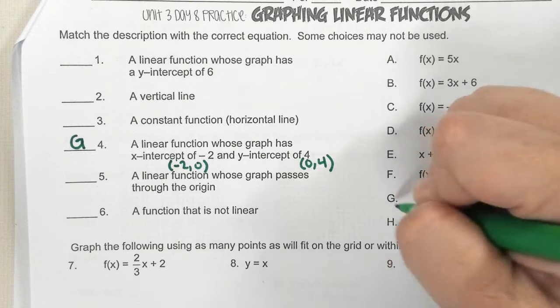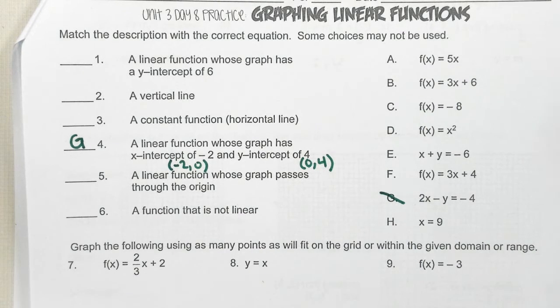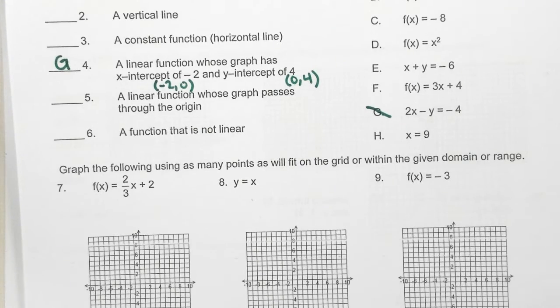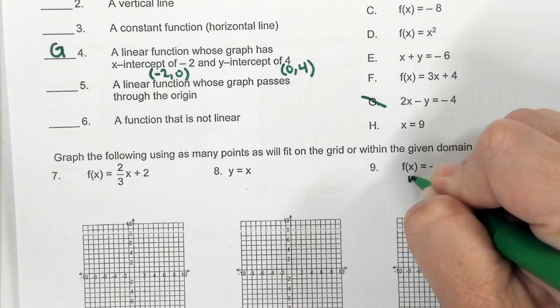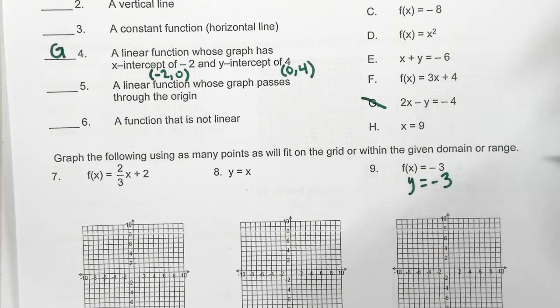Yeah, so 4 is G. That's the one that most everybody was getting stuck on. And then cross off G. You will not use multiples. There will be 2 left over. Okay? The rest of them are a little straightforward. Look at number 9. It says f of x equals negative 3. What's that the same as? Y equals negative 3. So don't let the f of x throw y'all off, okay?